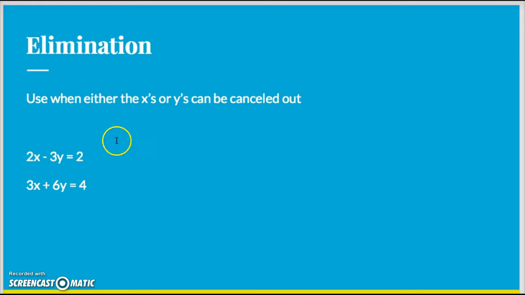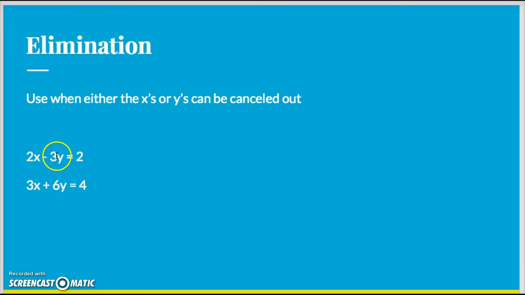For substitution, neither one of these equations is solved for x or y. So it would be a lot more work to use substitution, to solve one of them and plug it in. Elimination, I'm going to look to see if anything cancels. 2x, 3x. Those are not opposites. They're not going to cancel. Negative 3y, positive 6y. Well, as they are, they're not going to cancel out. But what I do notice is that one is negative and one is positive. And that's going to help a lot.